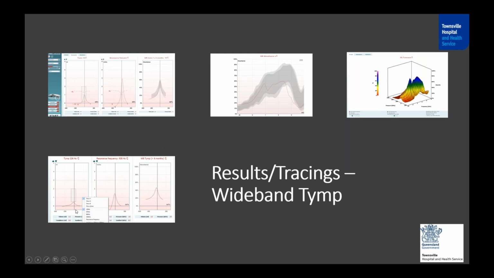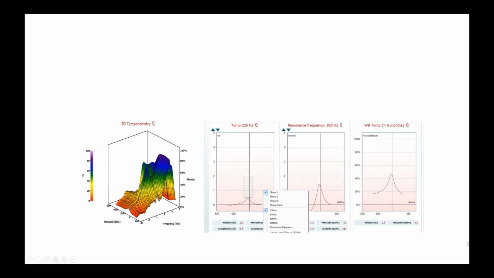So you do get your 226 hertz, the compliance, the volume, the mid-layer pressure at all these frequencies. So apart from the wideband absorbance, it gives a lot of other tympanometric measures as well. It does both standard tympanometry as well as wideband absorbance measures at the same time. And you can choose which of the frequencies you want the display to be, and you can show what parameters you want to be displayed in the results.